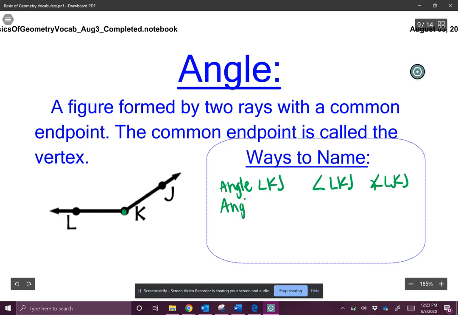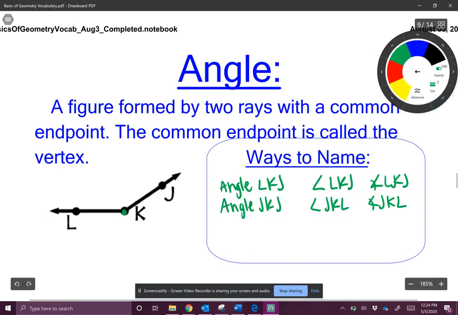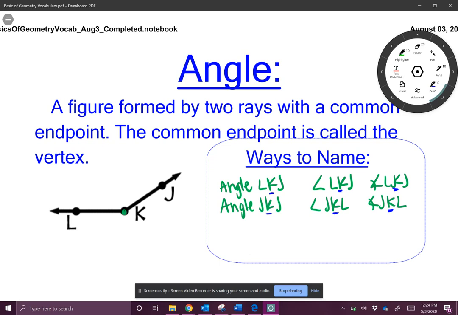Or you can name this angle JKL, which in this case we would write as angle JKL. Now notice that both times when we name this angle, we see that K is in the middle. And that's important because K, when it's in the middle, that means we're acknowledging K is the vertex. So we couldn't name this angle JLK. JLK would be this angle right here. So it's important your vertex is in the middle of whatever you're naming.